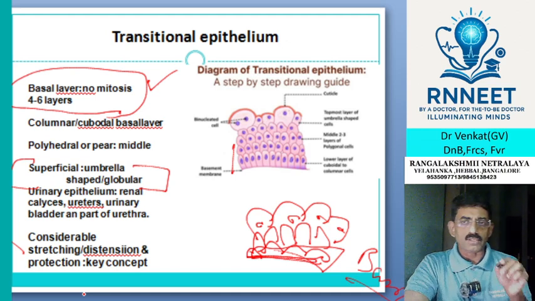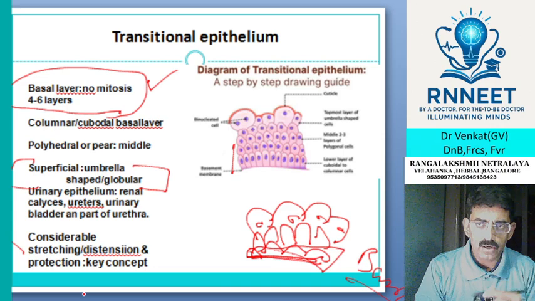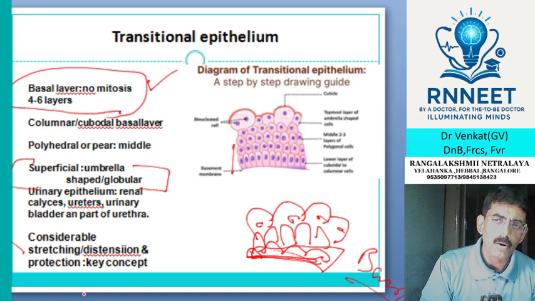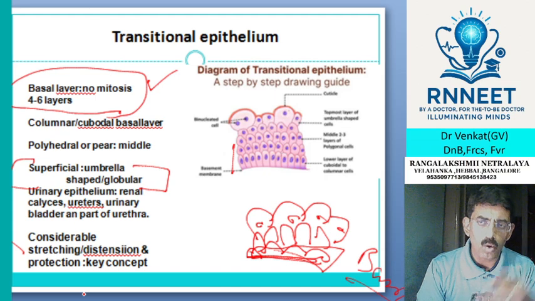Such an epithelium is basically the main epithelium of the urogenital tract, the whole urogenital tract from the bladder to the ureters, and almost to certain portions of the urethra are all transitional epithelium.